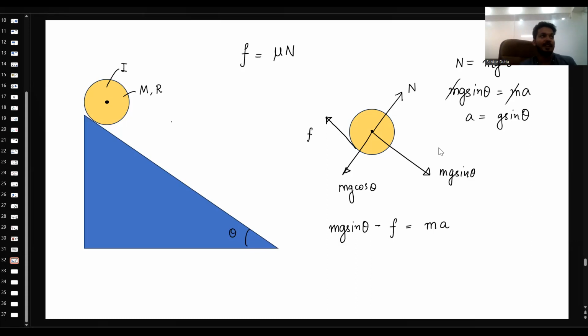Do you remember? In rolling, we had this idea that the lowermost point when a body is rolling is at instantaneous rest. It's temporarily at rest. So the friction that is acting here is not kinetic friction, it's static friction. Every time we are talking about rolling, it has to be assumed as pure rolling. So here you will mention if pure rolling is happening.